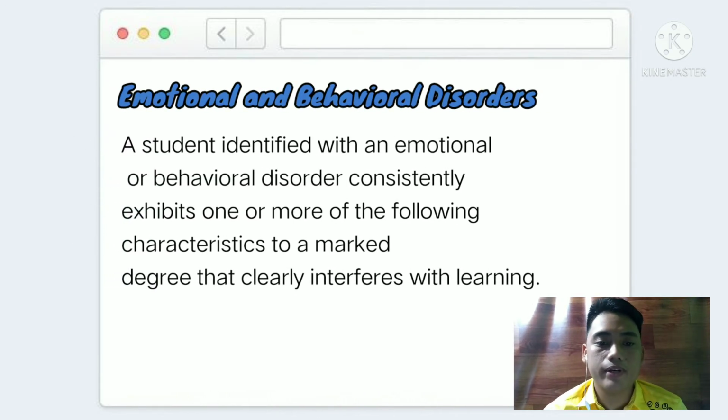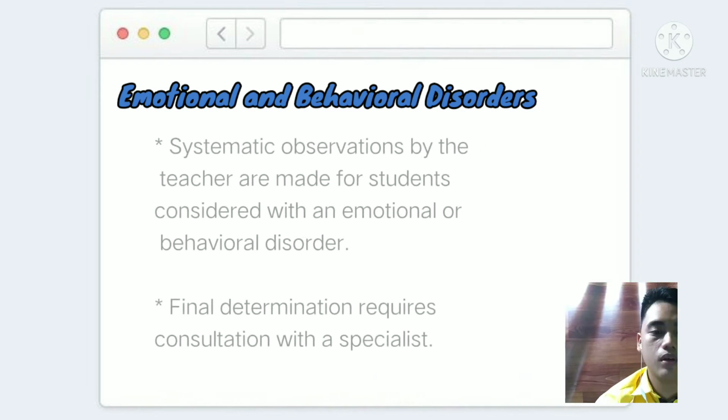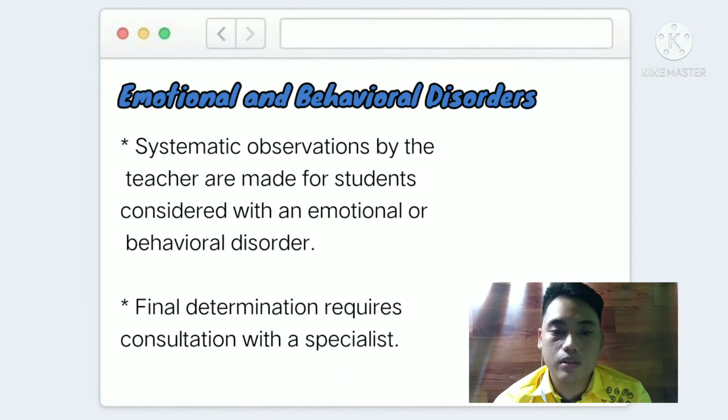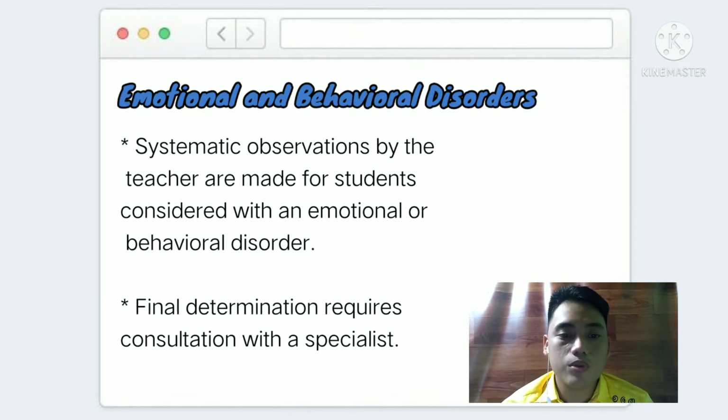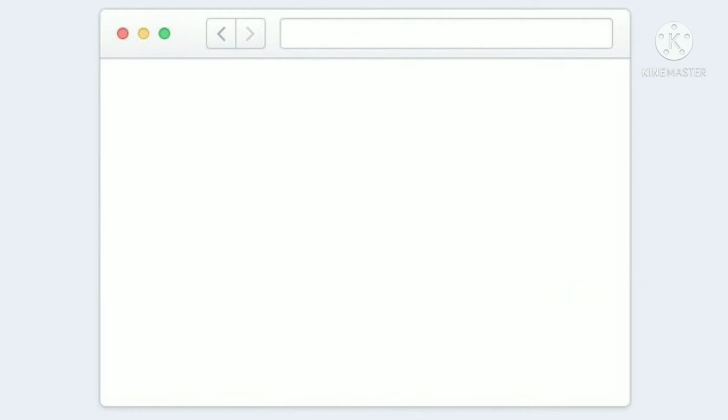Emotional and behavioral disorders. A student identified with an emotional or behavioral disorder consistently exhibits one or more of the following characteristics to a marked degree that clearly interferes with learning. Systematic observations by the teachers are made for students considered to have an emotional or behavioral disorder. Final determination requires consultation with a specialist.